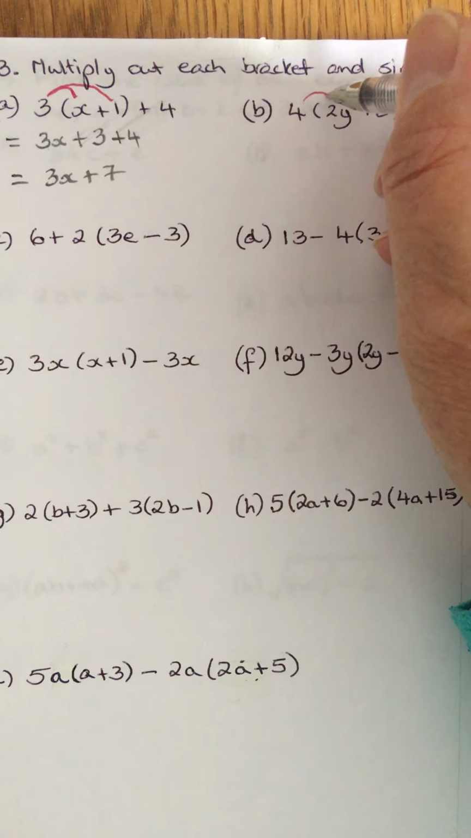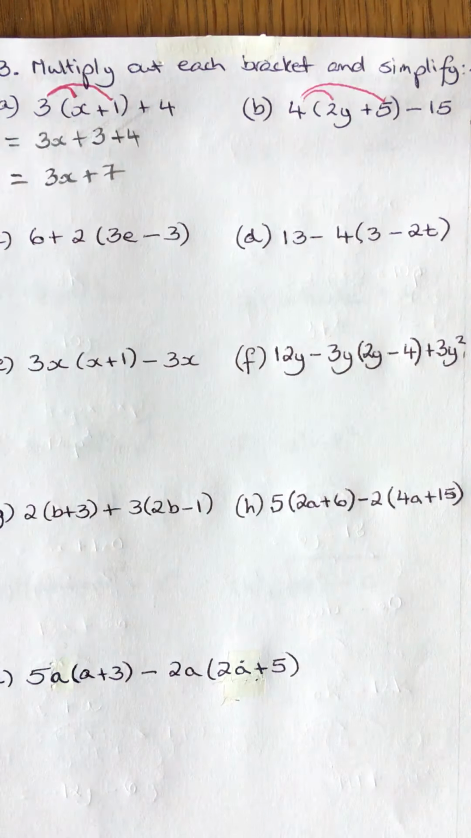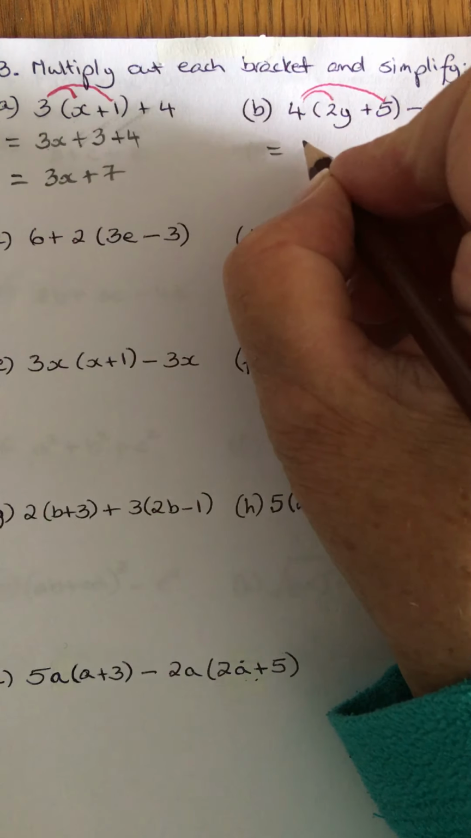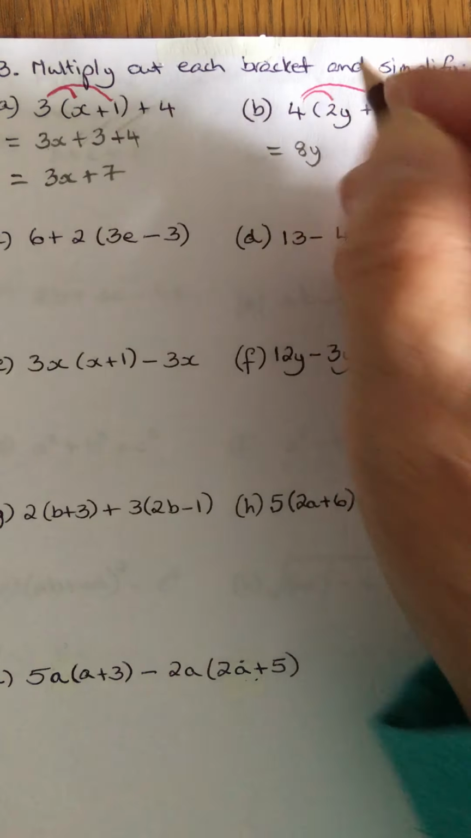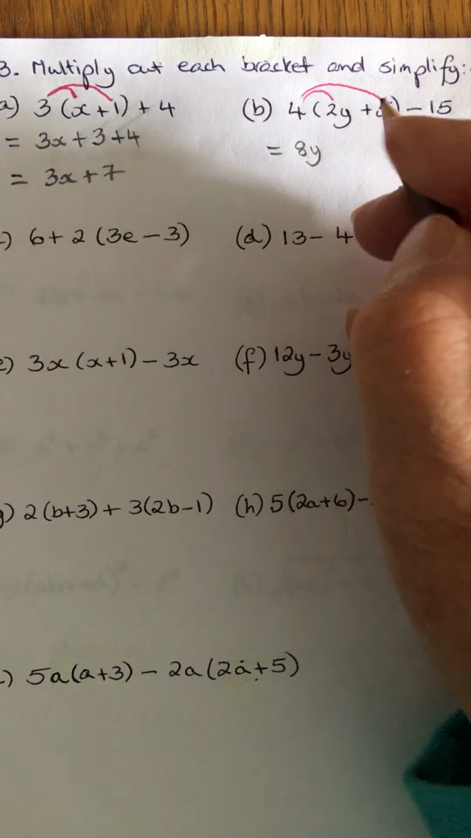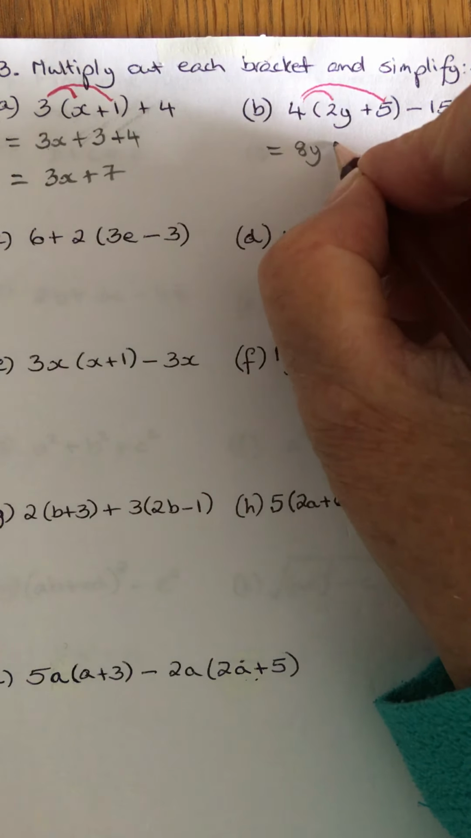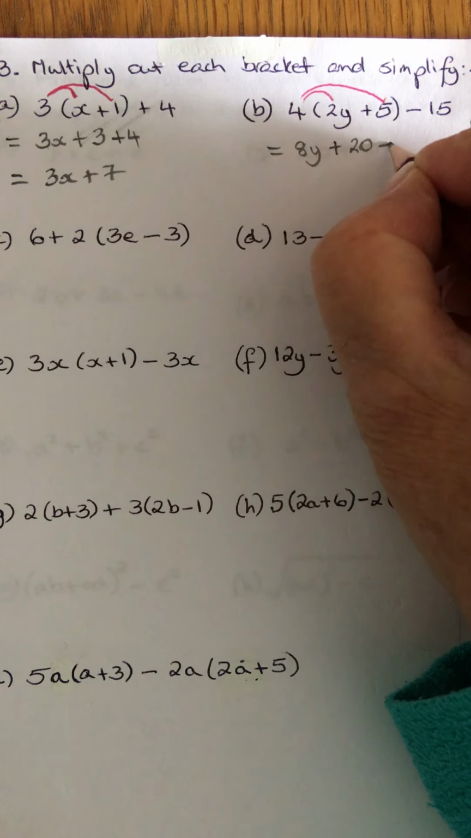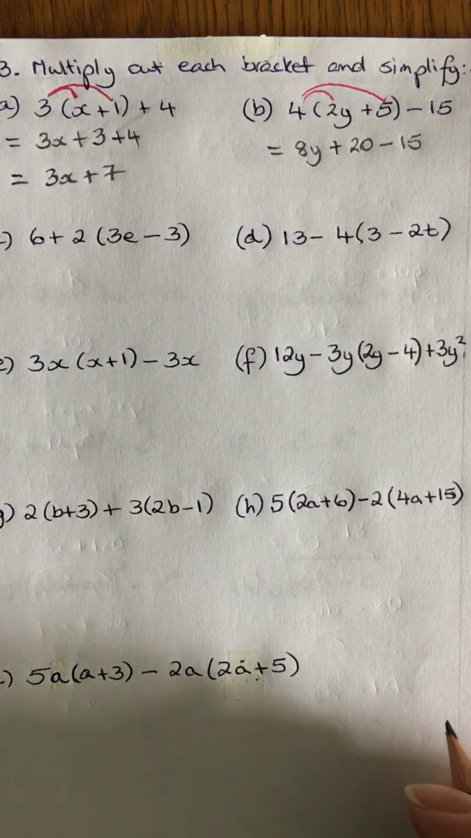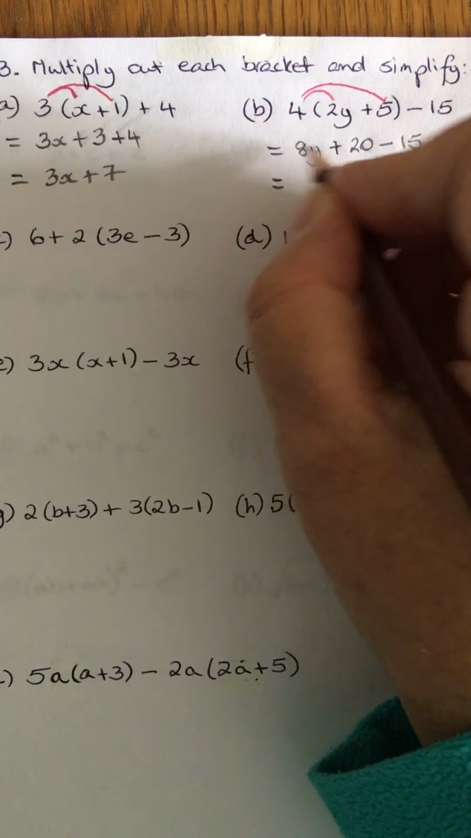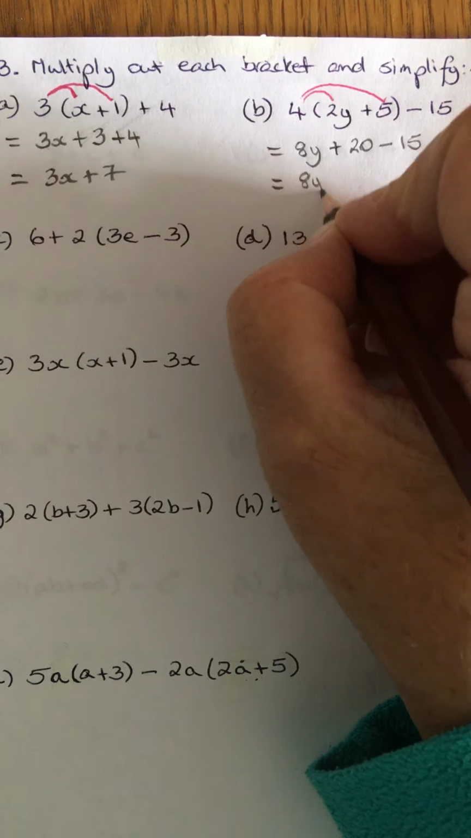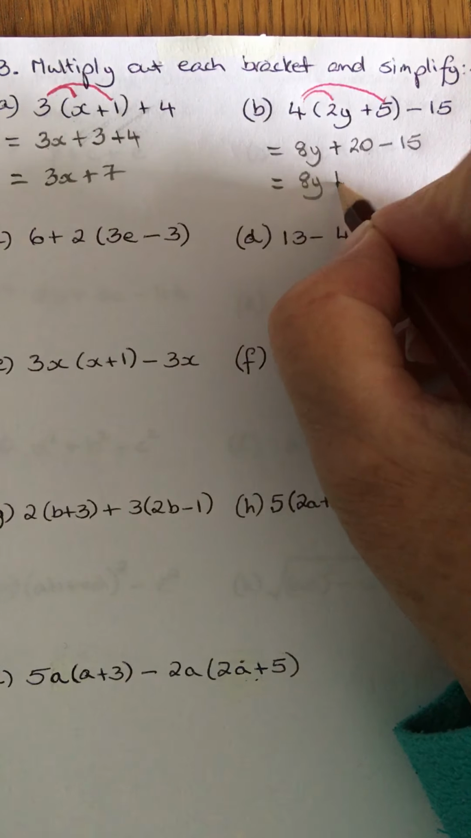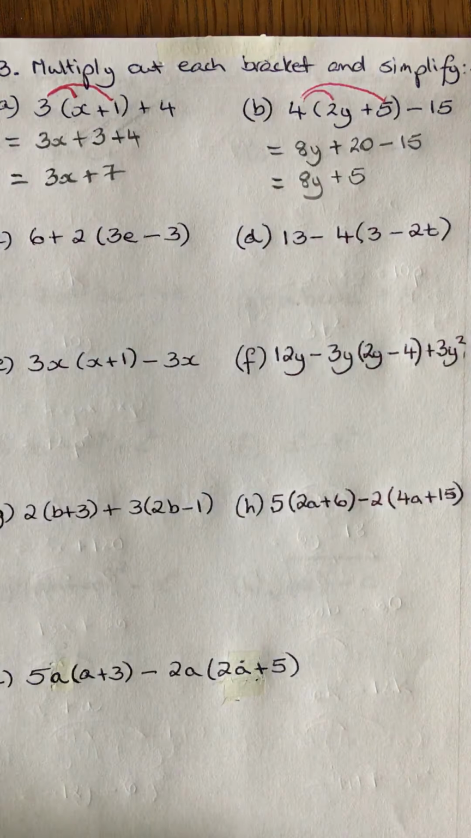Everything in the bracket is multiplied by the 4 in front of it. So we get 4 times 2y, which is 8y. 4 times the positive 5, or the plus 5, 4 5s are 20. It becomes plus 20. The minus 15 is outside the bracket, so we need to deal with that as well. So we tidy this up. We've got the 8y, and then we've got a positive 20, take away 15, which means we've got plus 5.